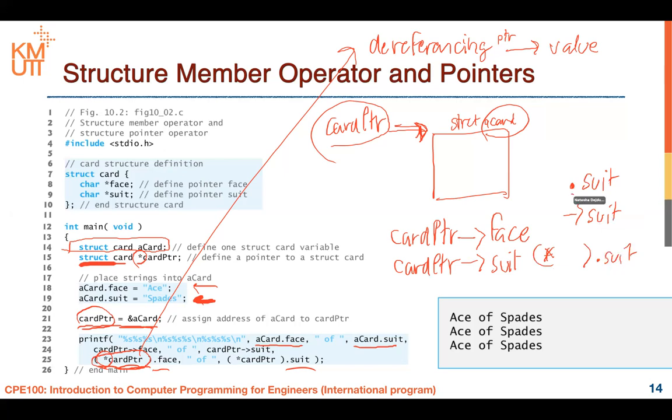When you use dot, you use dot with the structure. You use this arrow sign with the pointer. You use this one to change from pointer to value or to structure, and then you can use dot to reference the member of the structure.